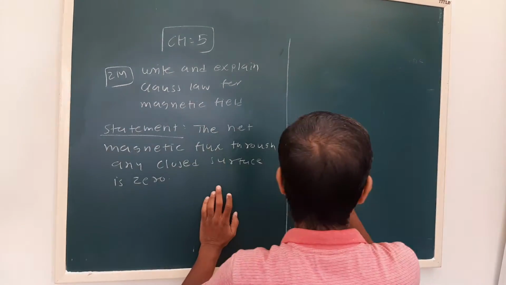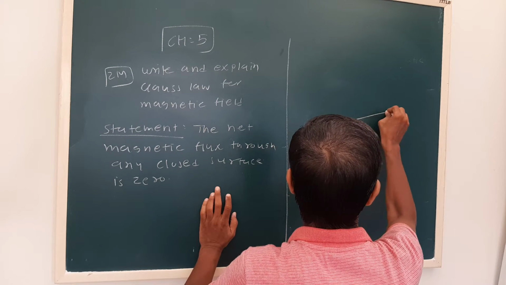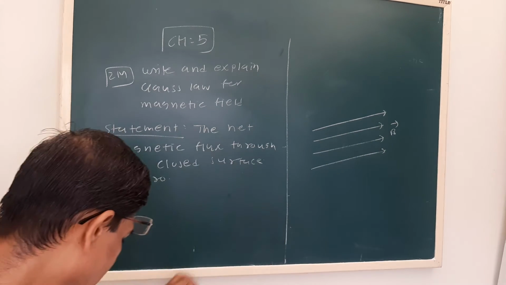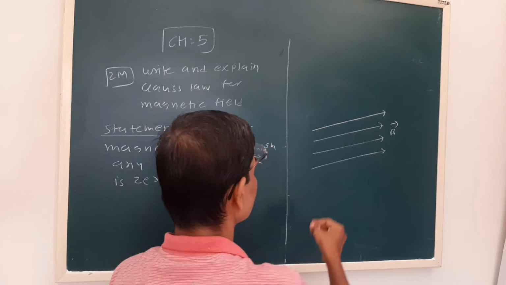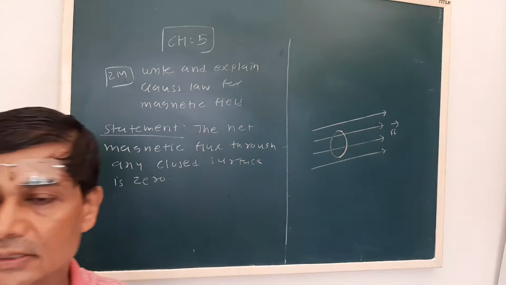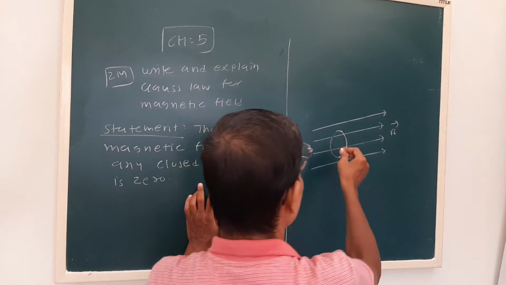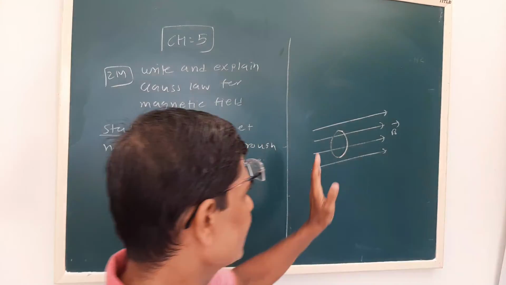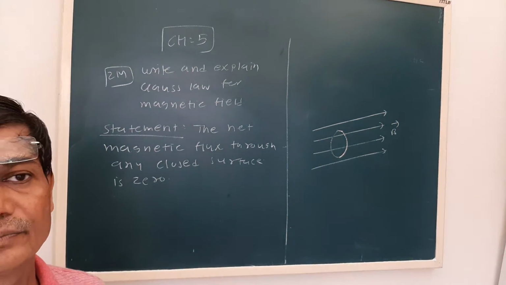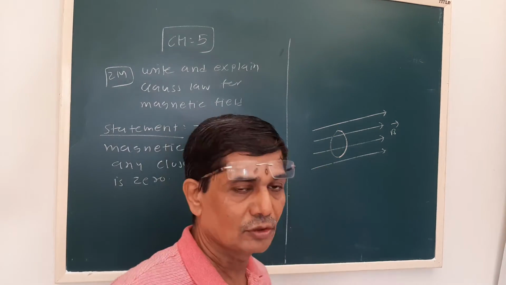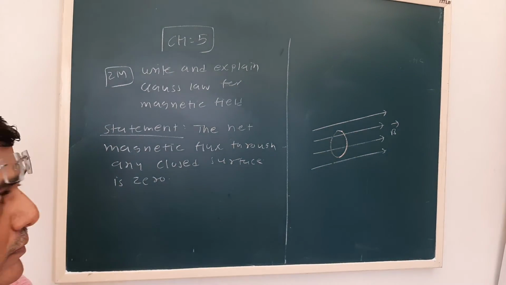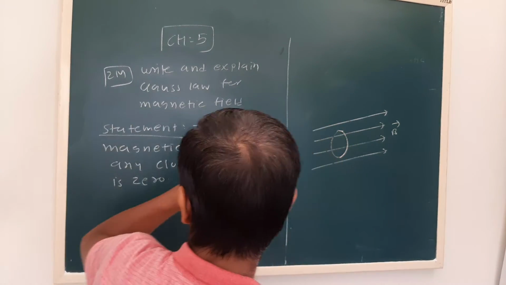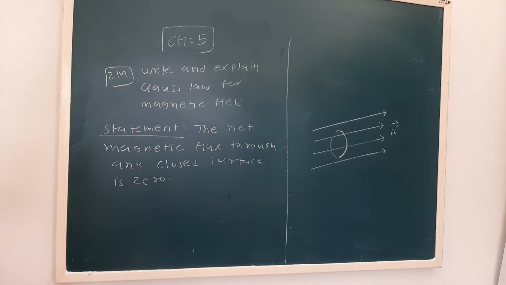Now suppose this is a uniform magnetic field. Now if I place any closed surface, what we see here is 2 magnetic field lines entering this surface and 2 magnetic field lines coming out of the surface. So we say in this closed surface no magnetic field resides. So we can say the number of field lines residing in the surface is 0. The net magnetic flux through any closed surface is 0.